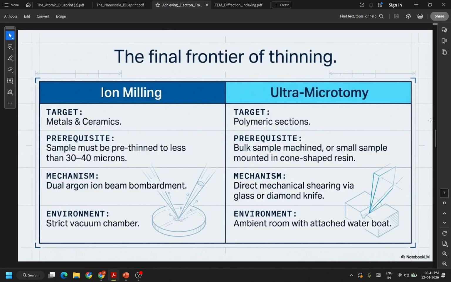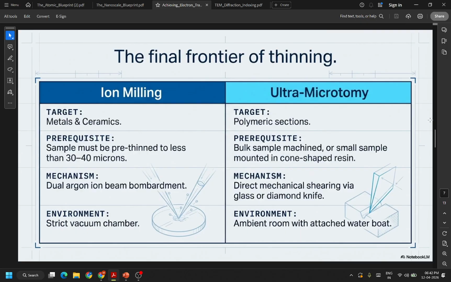The final frontier is ion milling and ultramicrotomy. Ion milling is for metals and ceramics. So the requirement is that before coming to ion milling, the samples must be pre-thinned to less than 30 to 40 microns. And ion milling is done by dual argon ion beam bombardment in a strict vacuum chamber.